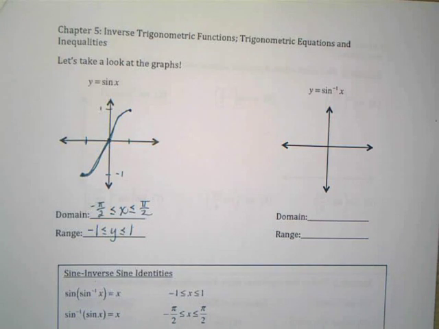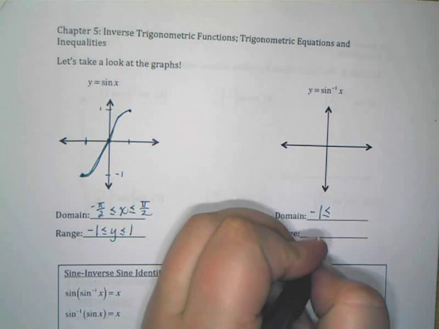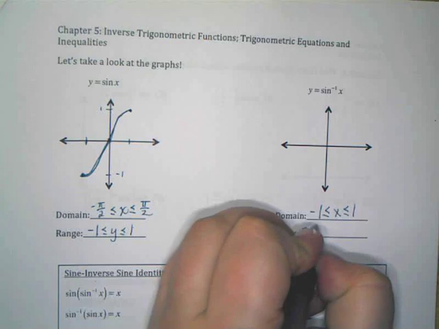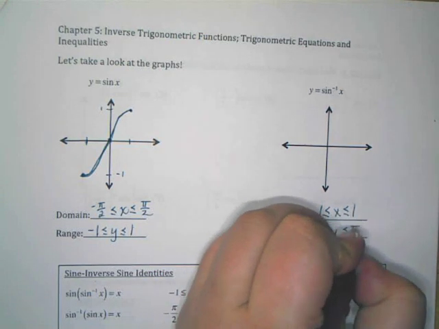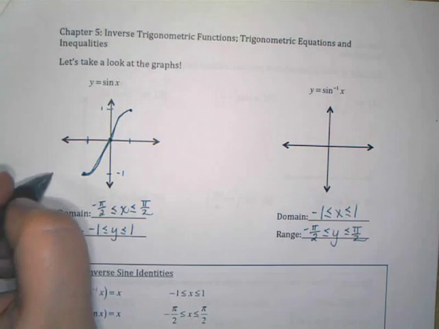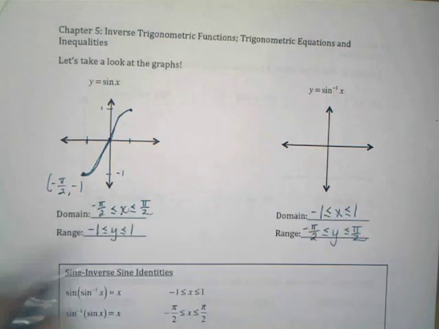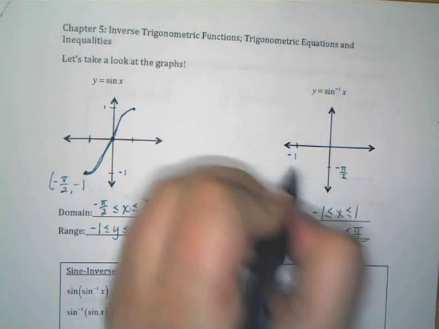So now when we're talking about the inverse, what the inverse does is it switches our x's and our y's. So our domain is now going to be from negative 1 to 1. And our range is going to be negative pi over 2 to pi over 2. And if you think about this point right here is negative pi over 2, negative 1. So now we're going to go negative 1, negative pi over 2.